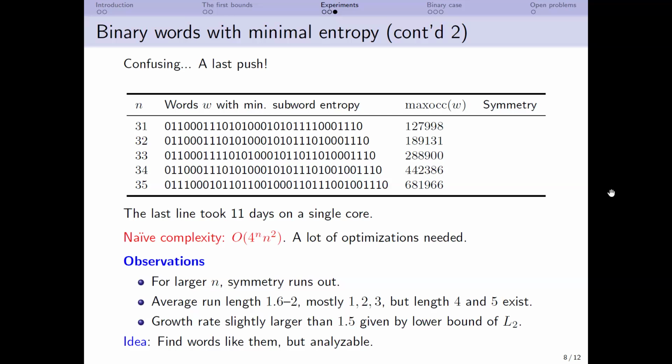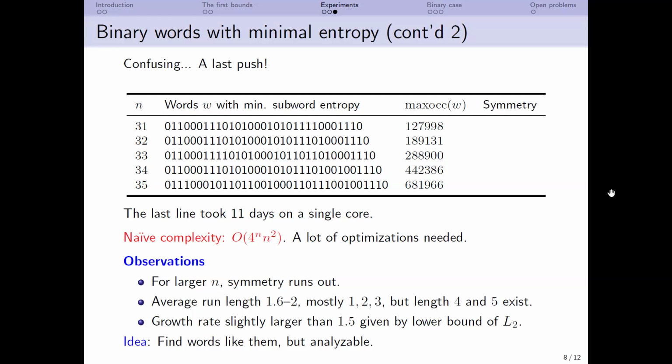For example, if we look at the runs, so consecutive letters in these words, we see that they are mostly of length 1, 2, or 3. Sometimes we have some runs of length 4, for example here, but it's relatively rare. And if we just pick a random word, it would not occur so few times. So we can consider this as a structure.